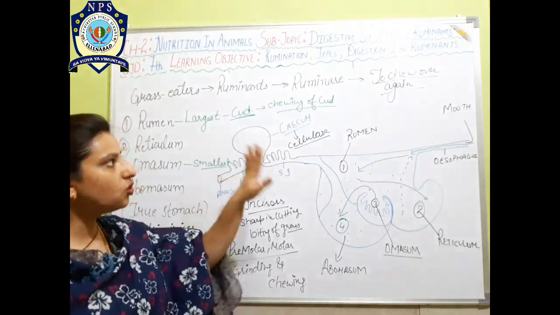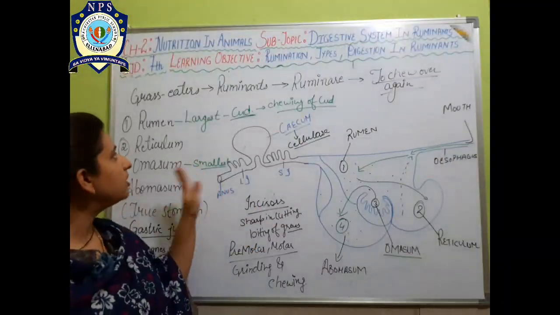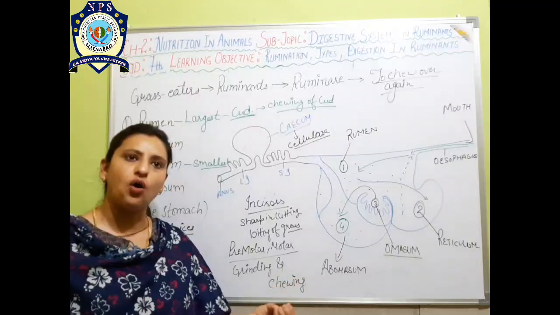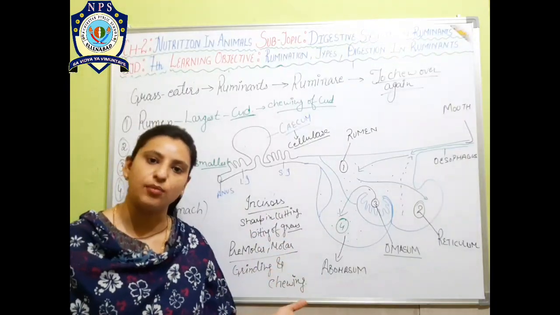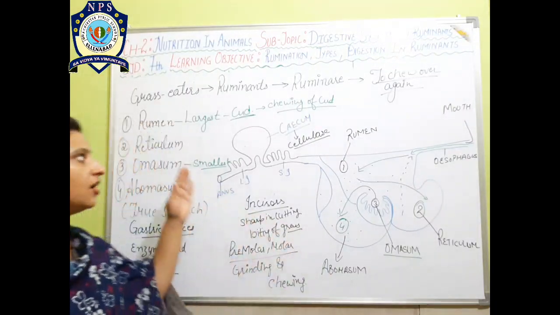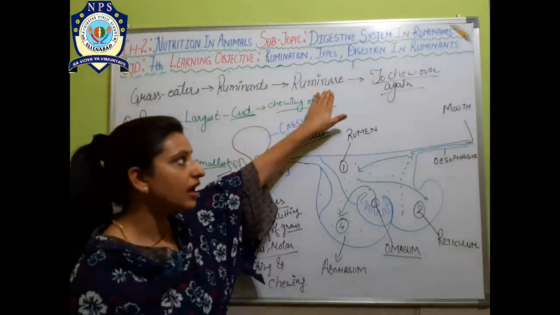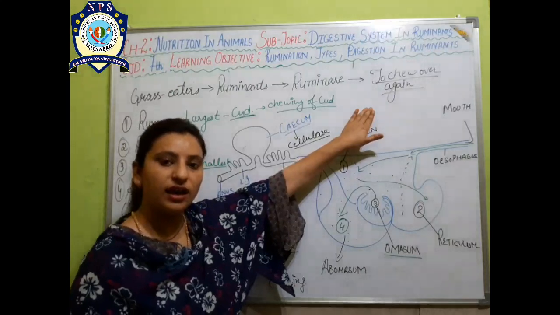Okay, so this is the whole procedure. And ruminants or grass-eating animals, if we consider examples, then cow, buffalo, sheep, goat, these are examples of ruminants. They are grass eaters and they are called ruminants, and the word ruminant is derived from ruminare, which means to chew over again and again.